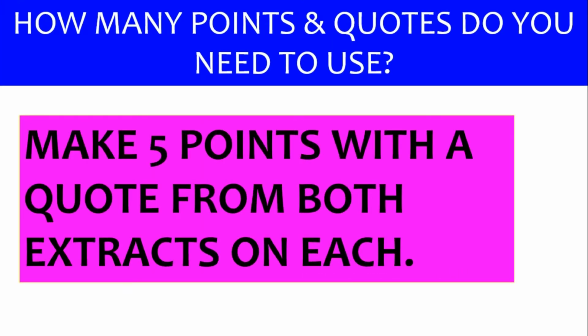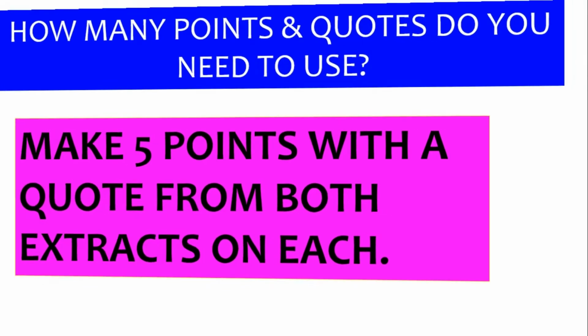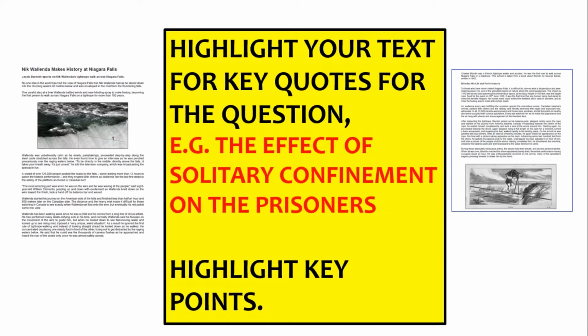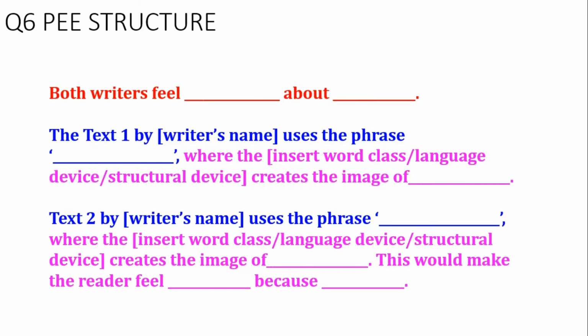5 points each. I would basically try to use as many quotes as you can in your 13 to 15 minutes. Okay, so what I would do in this question, like I'll do for other questions, is look at the question and try to highlight quotes. So for example, this one is about the effect of solitary confinement. So I would go through both texts and highlight anything to do with the prisoners being alone or lonely.